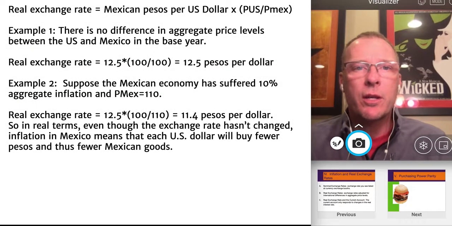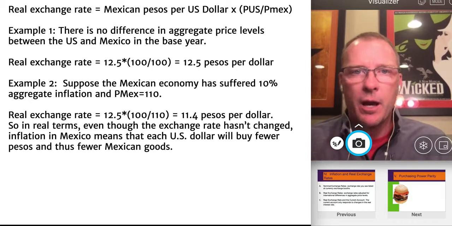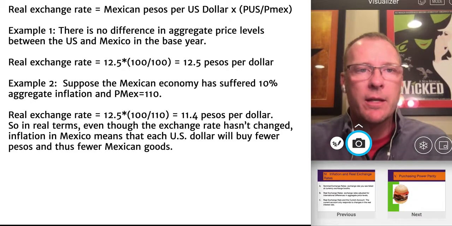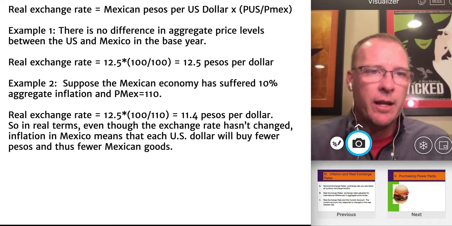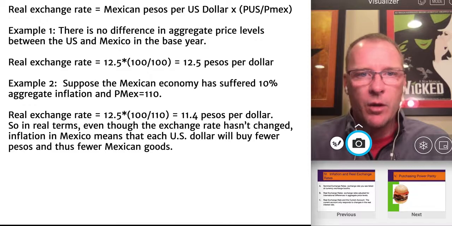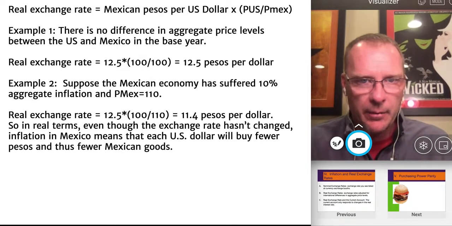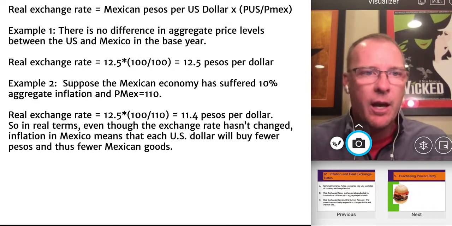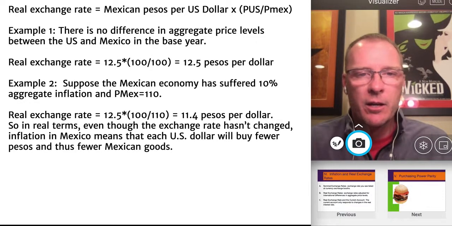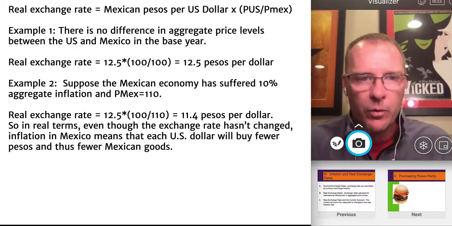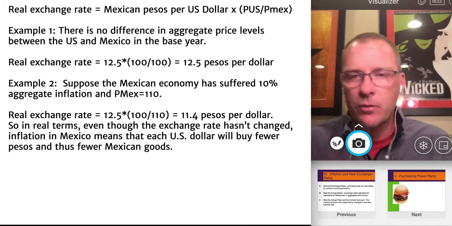So your real exchange rate is your Mexican pesos per dollar. Your example would be there is no difference in aggregate price level between the US and Mexico in a base year. So then they have their real exchange rate to give you how many pesos per dollar. And your example number 2: suppose the Mexican economy has suffered a 10% aggregate inflation. So the real exchange rate is going to end up being 11.4 pesos per dollar. So in real terms, even though the exchange rate hasn't changed, inflation in Mexico means each US dollar is going to buy fewer pesos and thus fewer Mexican goods.